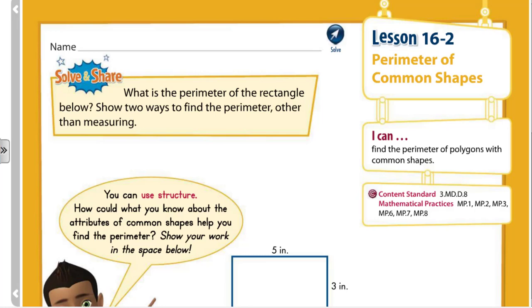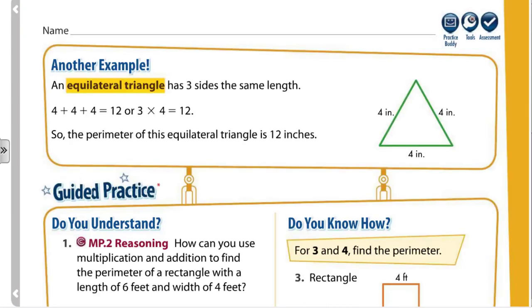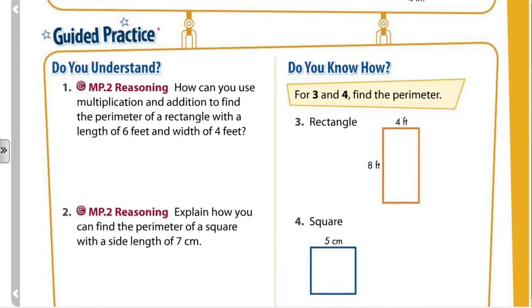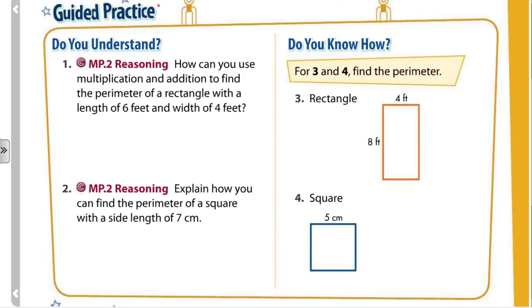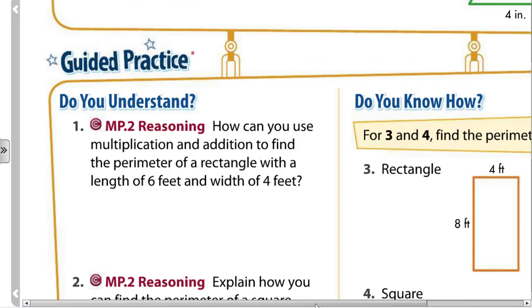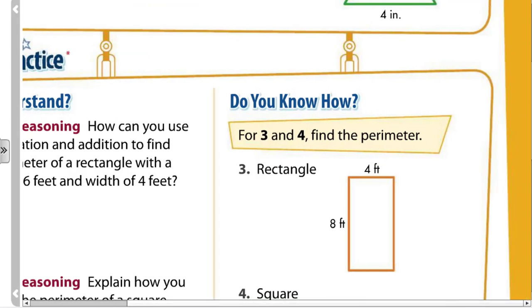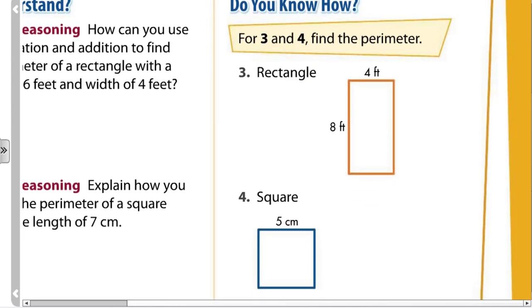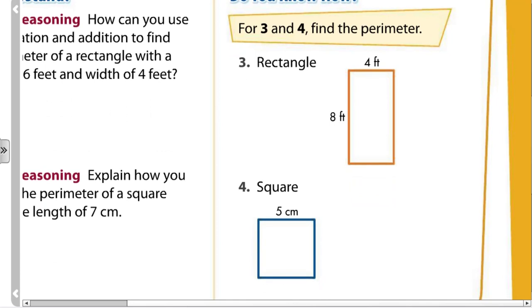Today's lesson is the second lesson in topic 16, perimeter of common shapes. What we're going to do today, we will find the perimeter of some shapes like rectangle and square, as you can see in these questions, question number 3 and question number 4.